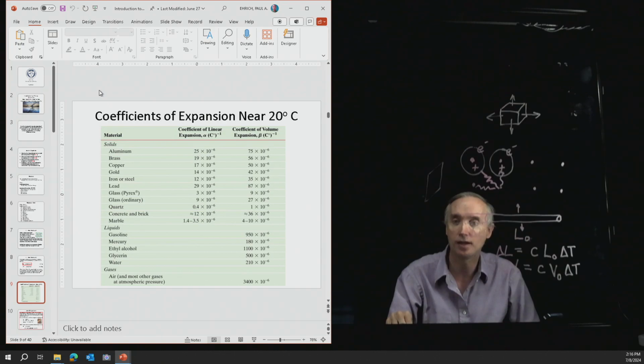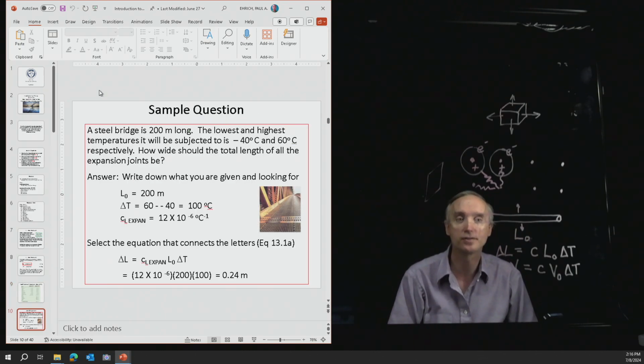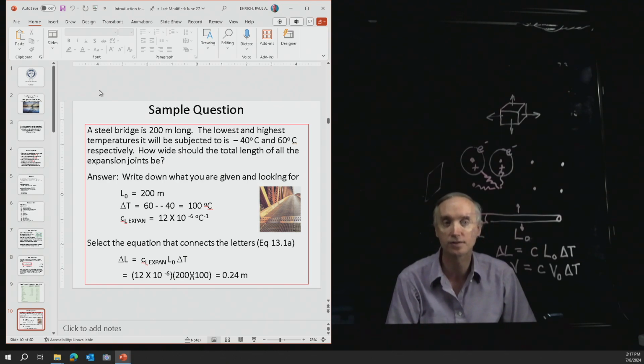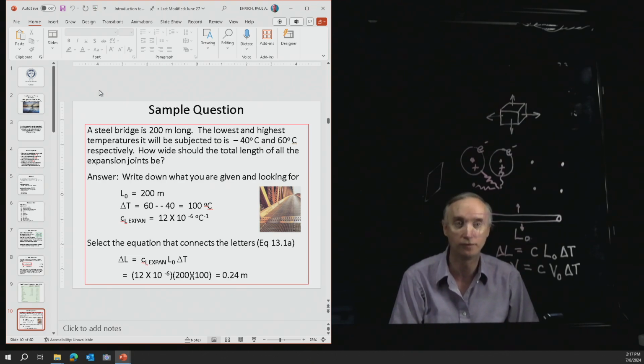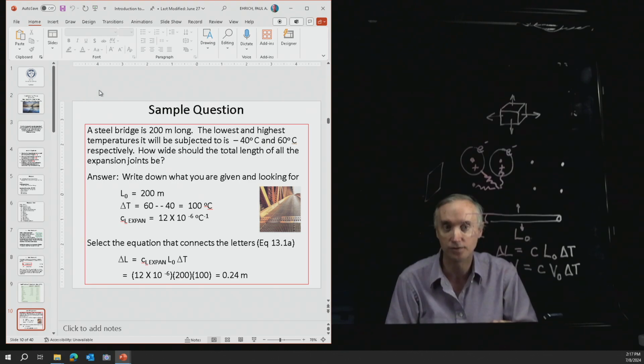And so let's go ahead and do a word problem here. Imagine you've got a steel bridge that is 200 meters long. That's approximately 2 city blocks or 2 football fields long. And the lowest and the highest temperatures it's going to be subjected to are negative 40 degrees Celsius and 60 degrees Celsius. So how wide should the total length of all the expansion joints be?